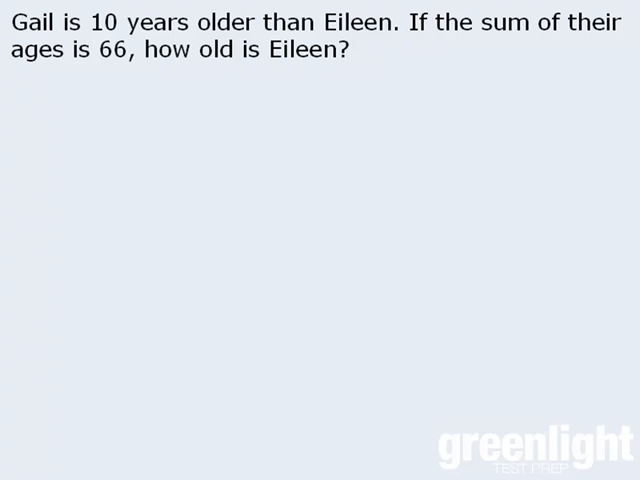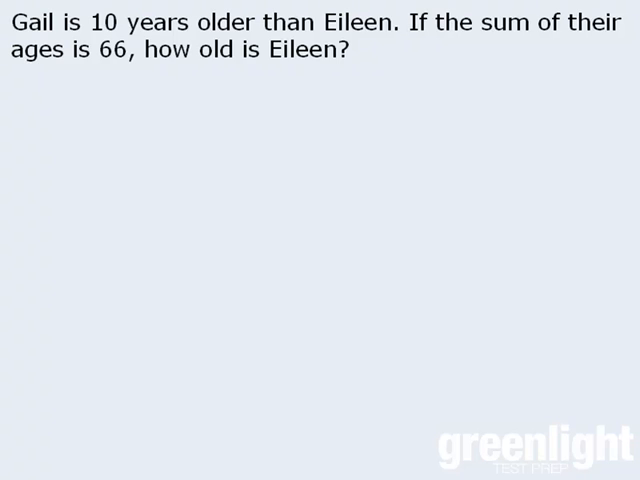Now ultimately, our goal is to take the given information and translate it into algebraic expressions that show the relationships between the various values. Now in this question, we are given information about the ages of Gail and Eileen, and we want to find Eileen's age. To solve this question, we need to assign variables to certain values and then create an equation to later solve.